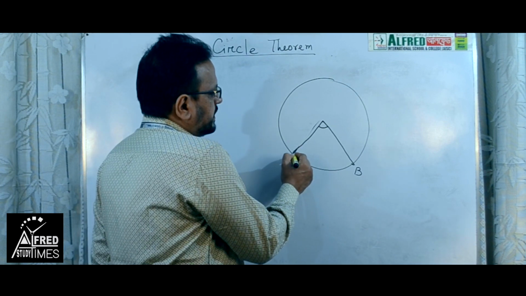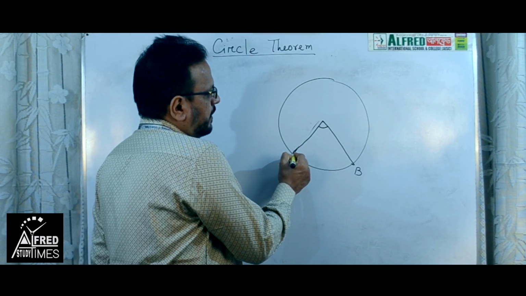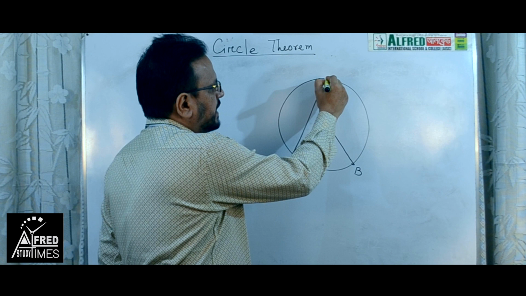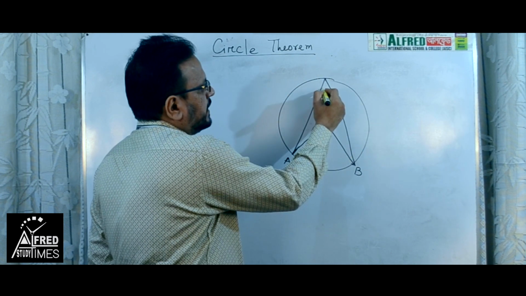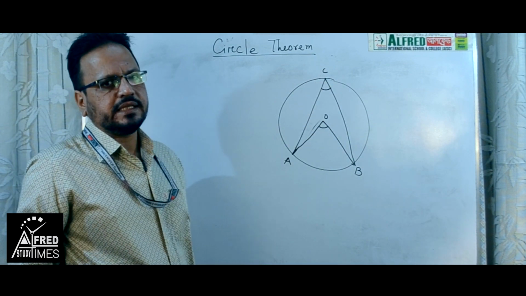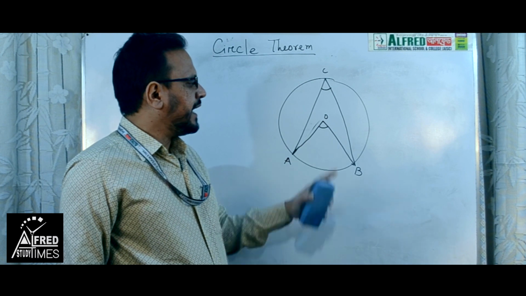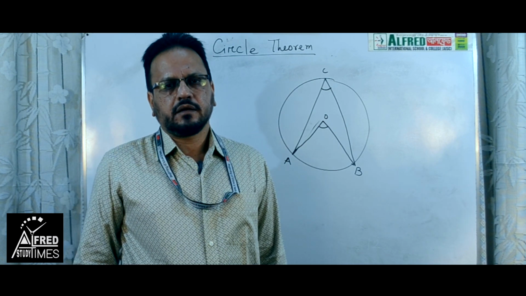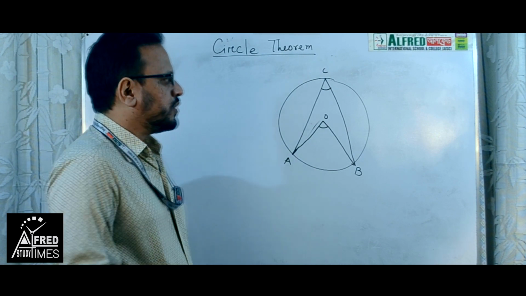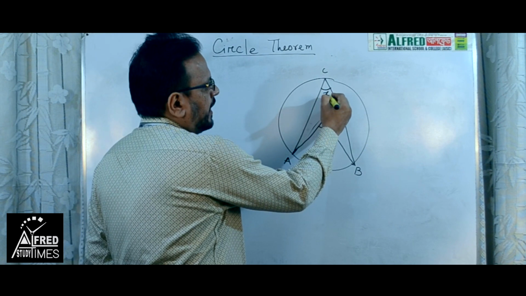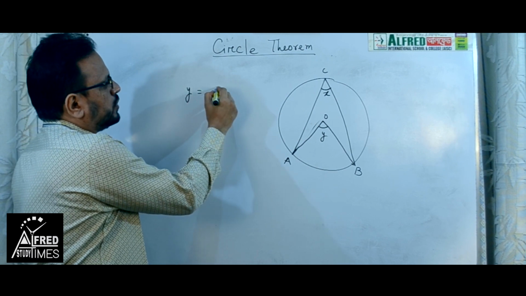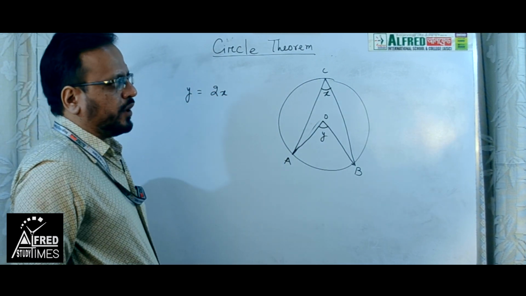Another angle which is subtended by this arc but at the circumference of the circle. Starting from here, touches the circumference and comes back. This is another angle. So let us name the angle. This is angle ACB, which is at the circumference, and this angle AOB, which is at the center. Angle at the center is twice the angle at the circumference. So let me mark this one with X and this with Y. Y is equal to twice of X. That is what the theorem says.